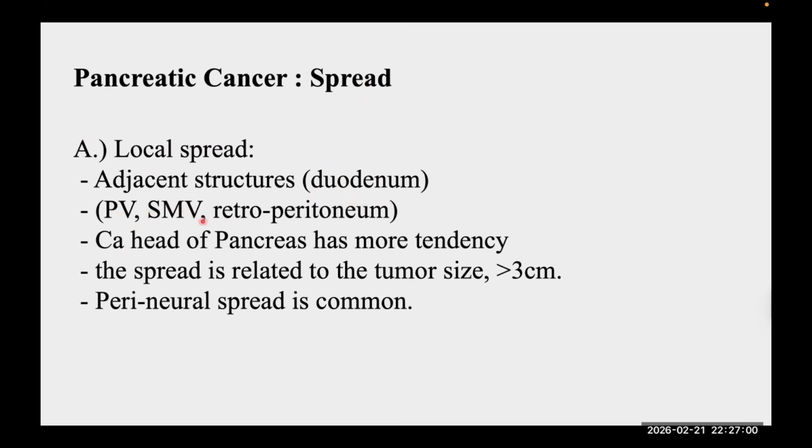Now, pancreatic cancer can have local spread to the adjacent structures, such as the duodenum, the portal vein, superior mesenteric vein, and retroperitoneum. Cancers at the head of the pancreas have more tendency to spread. The spread is related to the tumor size, so the larger the tumor, the more likely it is to spread, especially if it's greater than 3 centimeters. Perineural spread is also common, meaning spread around the nerves.